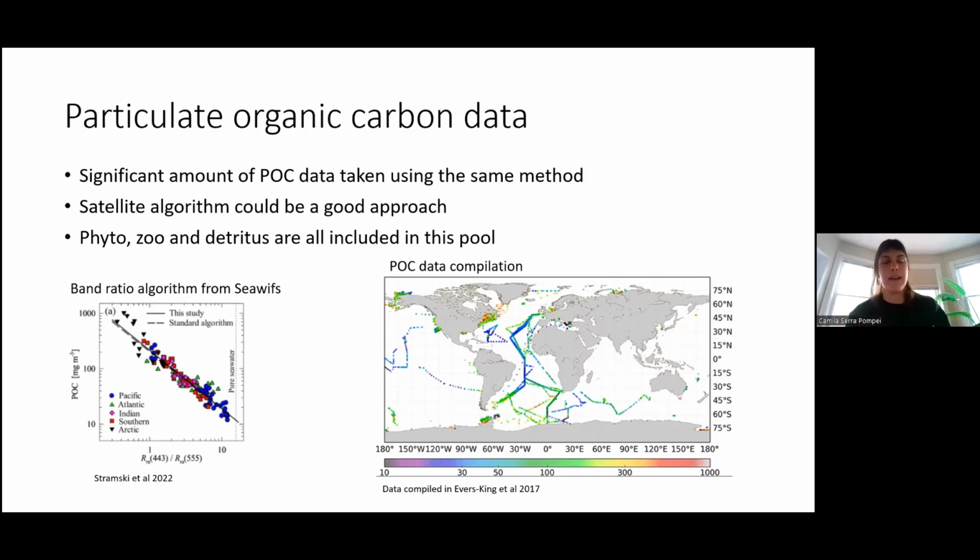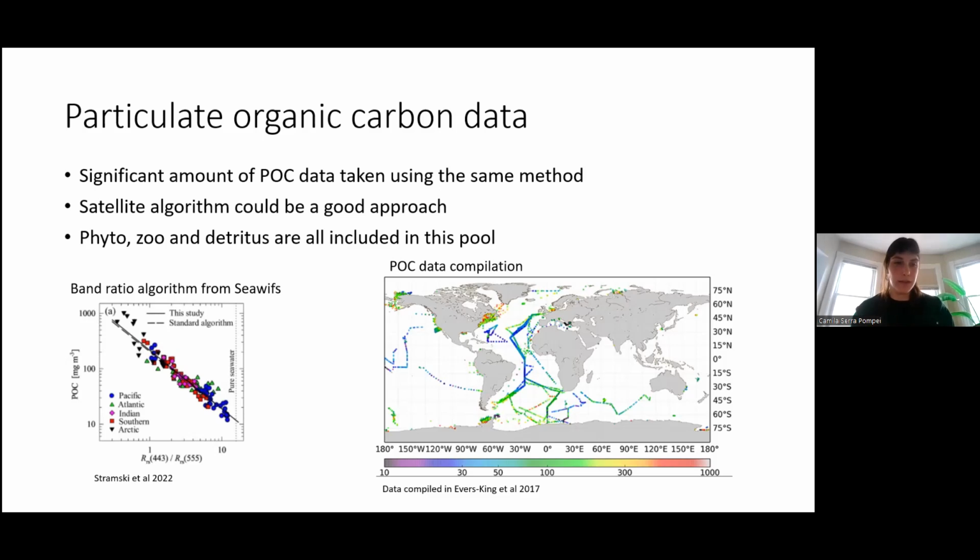But actually there is a significant amount of POC data taken using the same method. So that's kind of nice. This is some data compiled in 2017, and I could imagine that now there is more data. And satellite methods do pretty fine, at least in the open ocean, to obtain POC, I think. I mean, you can argue with that. But if we are able to identify these pools of carbon where satellites do perform quite well, we can really use them to compare, at least up to a certain degree, with our models.